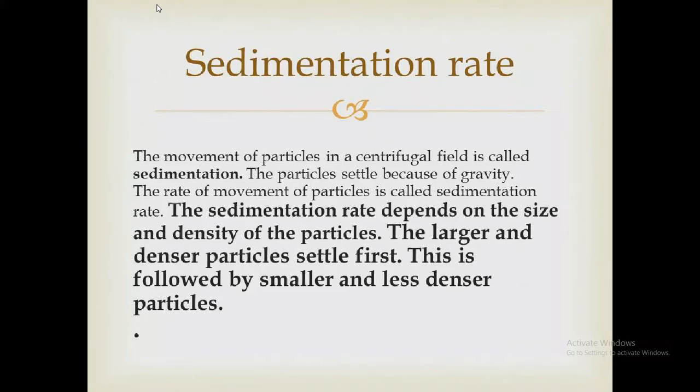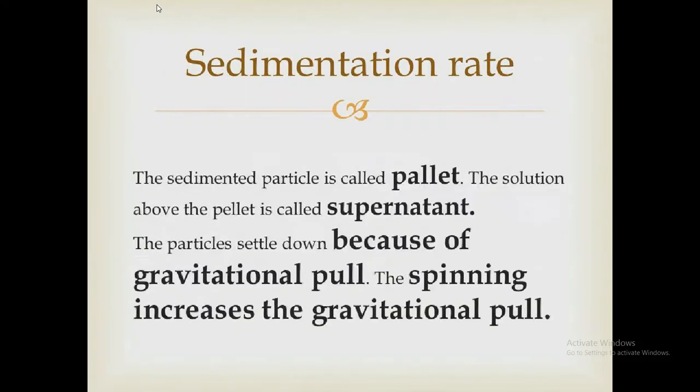The sedimentation rate depends on, very important, the size and the density of the particle. Again, multiple choice can be asked from this line. The larger and denser settles first, followed by the smaller and less dense one. The sedimented particle is called the pellet. Very important, pellet. The solution above the pellet is called the supernatant. In other words, the particles settle because of the gravitational pull, and the spinning increases the gravitational pull. Very important, spinning increases the gravitational pull, and a number of multiple choice questions can be asked on this topic.